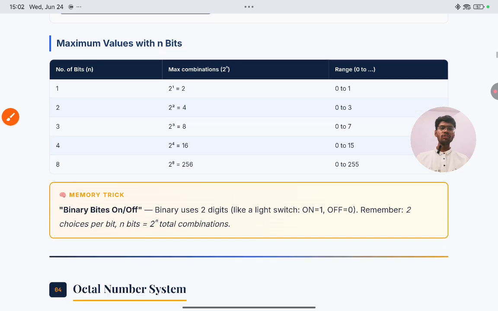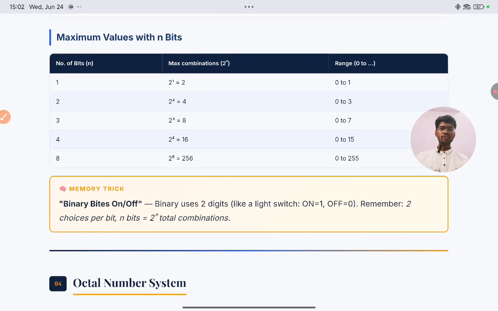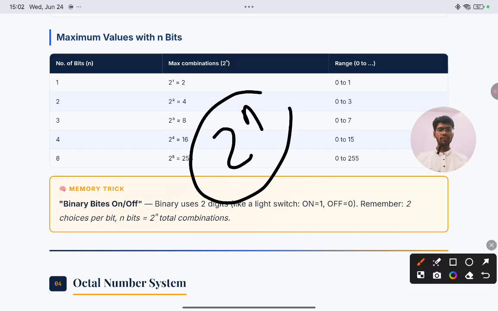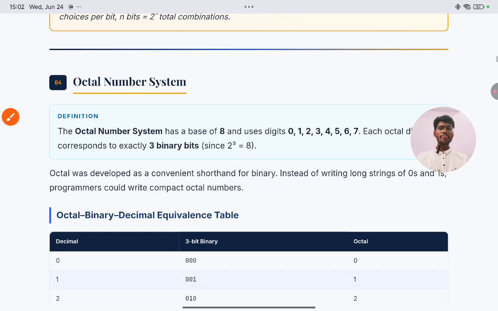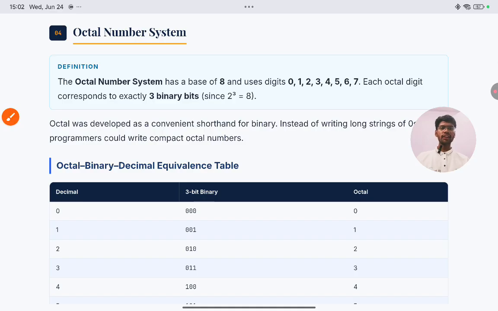Then the maximum values with n bits. Combinations: 1 bit gives 2 to the power 1, that is 2. I discussed this for the number of rows when we were discussing Boolean logic: 2 to the power n. This formula we discussed, right? With 2 variables there will be 4 rows in the truth table. The same formula applies here. You have to discuss the range, 2 bits give 0 to 3, 3 bits give 2 cube, 8, so 0 to 7, something like that. Then we proceed to the octal number system.